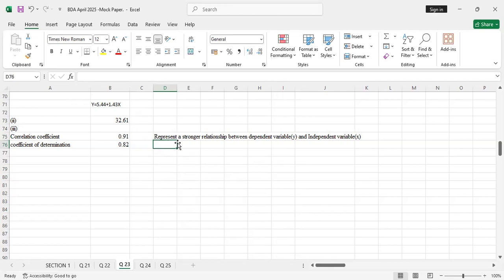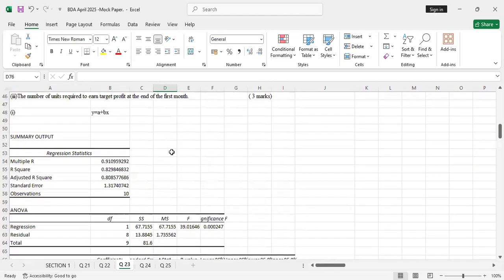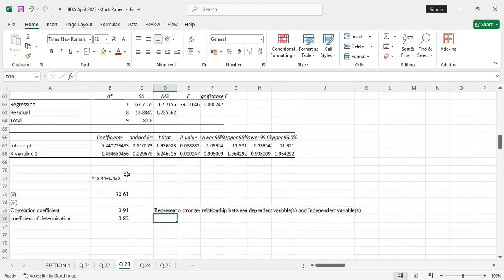Again, we'll use what we have calculated to interpret. It's 0.82. So the coefficient of determination is often denoted by R square. That's one thing you have to know.